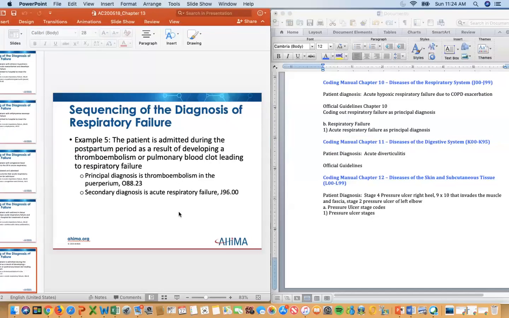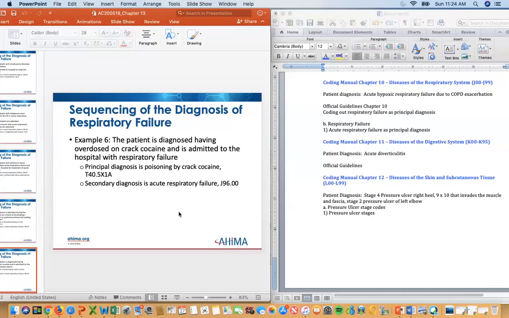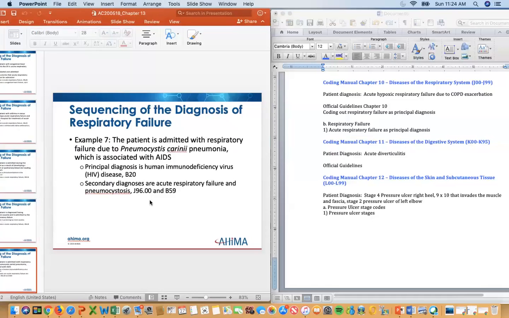Example 5, patient admitted during the postpartum period as a result of developing a thromboembolism or pulmonary blood clot leading to respiratory failure. So your principal is thromboembolism, secondary is acute respiratory failure, kind of flips that around. Example 6, patient is diagnosed as having overdosed on crack cocaine, admitted to the hospital in respiratory failure. So principal diagnosis is poisoning by crack cocaine, and then your secondary diagnosis is acute respiratory failure, as they wouldn't have been in respiratory failure if they hadn't taken the crack.